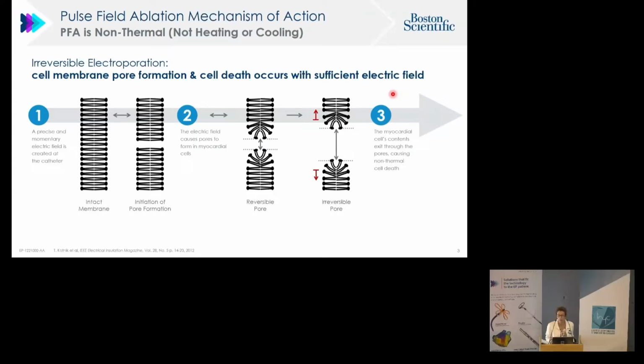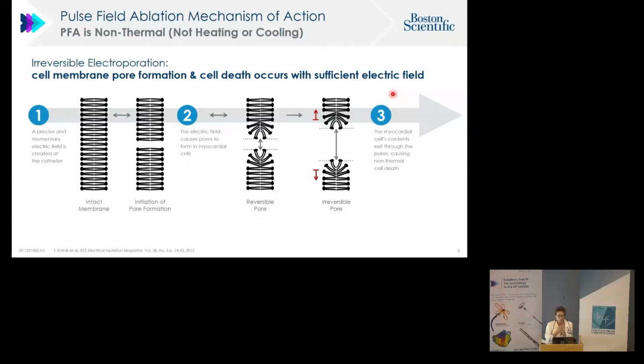by an apoptosis mechanism. What is really important to understand here is that there is an intermediate stage where the pores that have been created in the membranes can refill, and the cells can come back to their initial state. This is what we call reversible electroporation, and that's what we want to avoid absolutely.